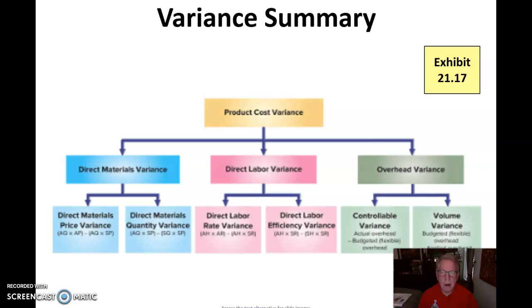All right. So our variance summary here. Good to have this well understood in your minds. Our product cost variance, we're going to have several pieces of that: direct material variance, direct labor variance, and then overhead variance. And we talked about price variance and quantity variance for direct materials. And we talked about rate variance, wage rate variance, as I often call it, and efficiency variance here for direct labor as well. And then overhead variance is comprised of both the controllable variance and the volume variance.